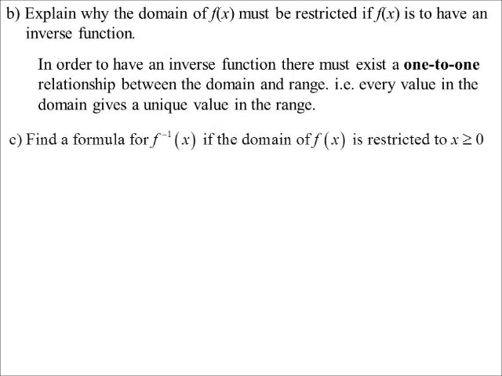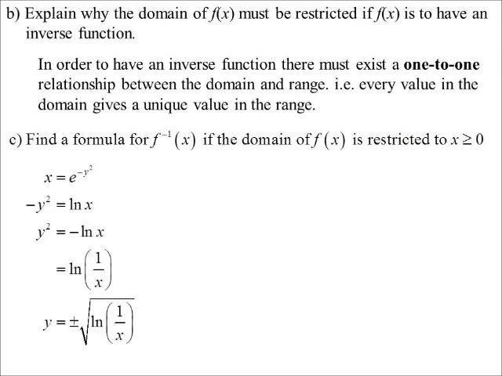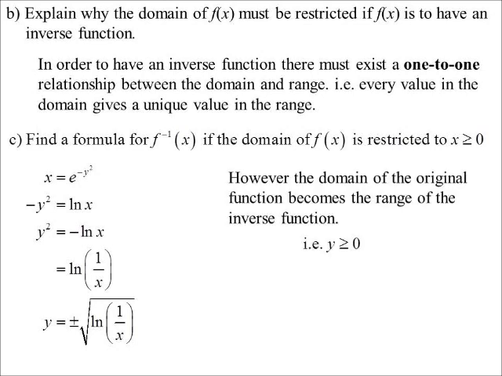Let's find the formula. Fancy word for equation, I guess. And we're going to restrict it. They've told us to restrict it to x is greater than or equal to 0. Hey, swap the x and the y's round. We now want to make y the subject. Bit of work to do there. So minus y squared is log x. Y squared then becomes minus log x. I brought the negative in to make it the log of 1 on x. Now I'll find the square root of both sides. At this stage I've got plus or minus the square root of the log of 1 on x.